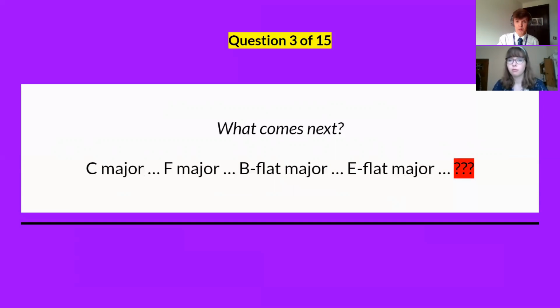Question number 3. So we've got a little sequence or a pattern here, and it goes C major, F major, B flat major, E flat major, and then something. So what comes next in this sequence? A circle of fifths might be helpful here. But what comes next?